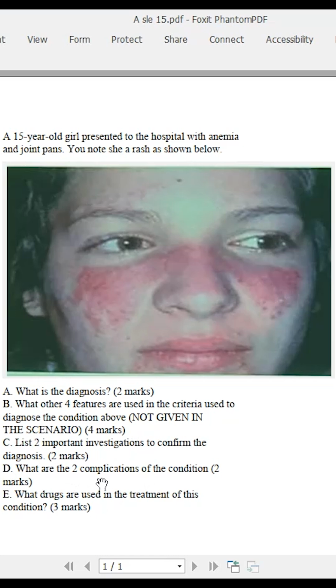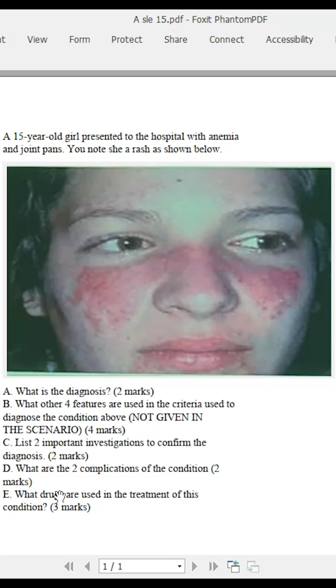What are the two complications of the condition? So at the level of the kidney, we can have the lupus nephritis, which can then go into chronic kidney disease. From the heart, you can have the endocarditis, which might be noted. Just from the pathophysiology, you're just choosing certain complications.